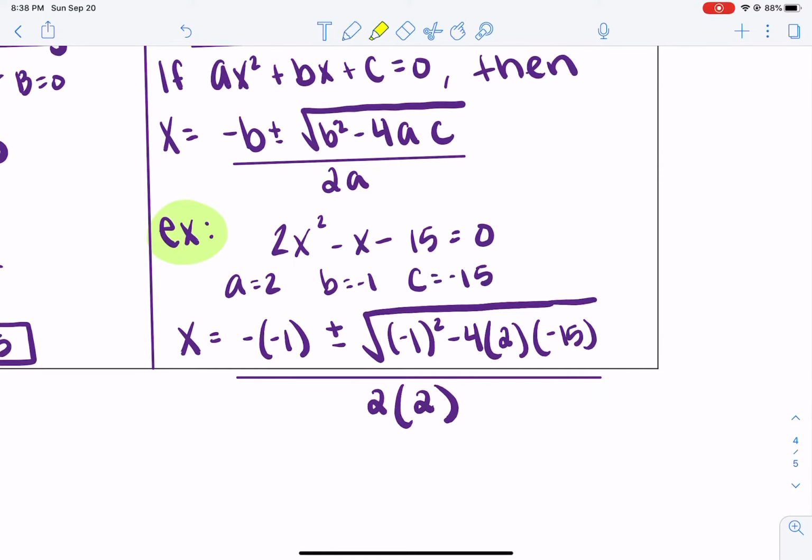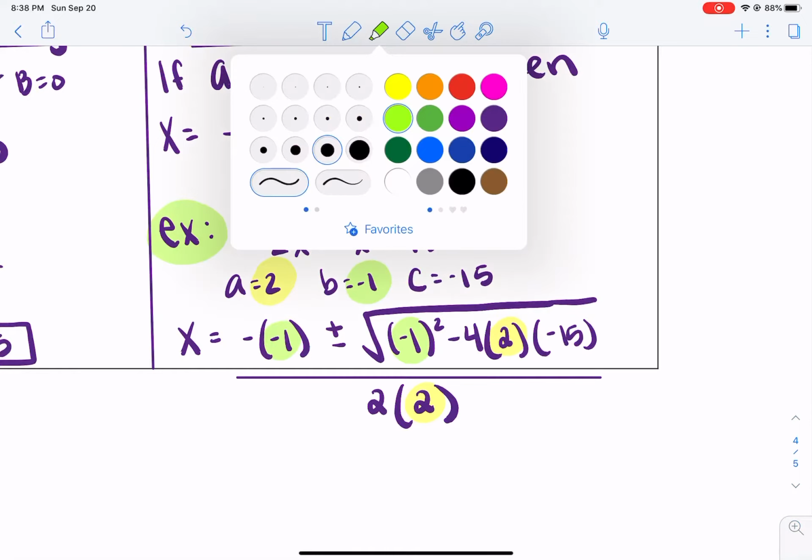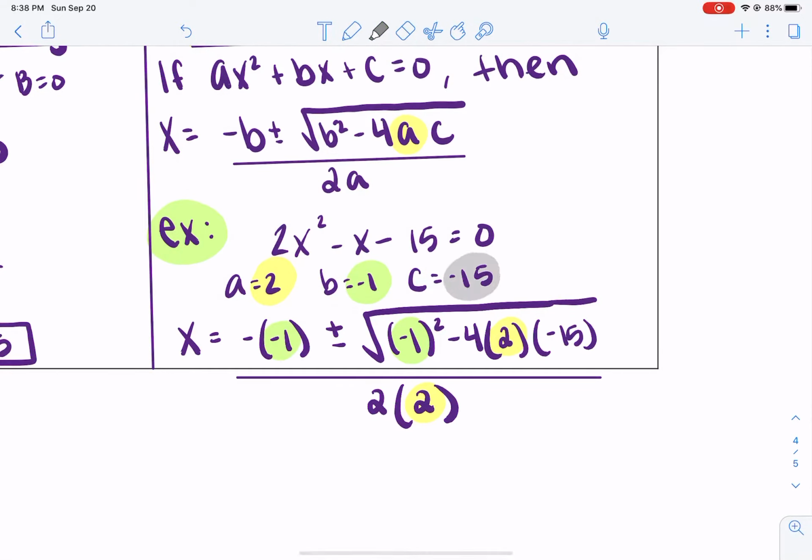So if you're a little confused, that's okay, I'll highlight for you. So that 2, which is a, went here and here, because that's where our a goes. Then I have the b, which is negative 1, and I put it there, but there's also another negative right there. So I had to bring that down because that's part of the formula. And then it also went right here. And then we have c, which is negative 15, which went right there. Let me highlight our b and that other a. All right. Now let's start to simplify.